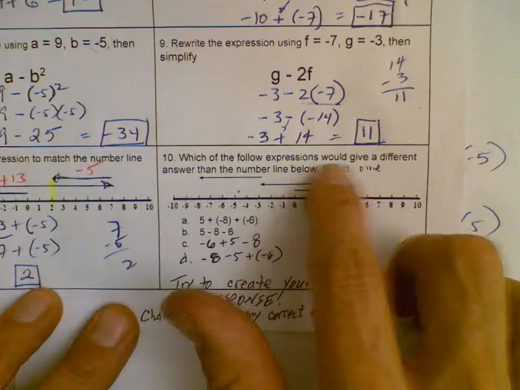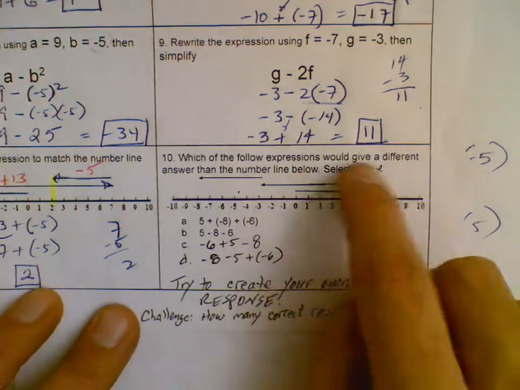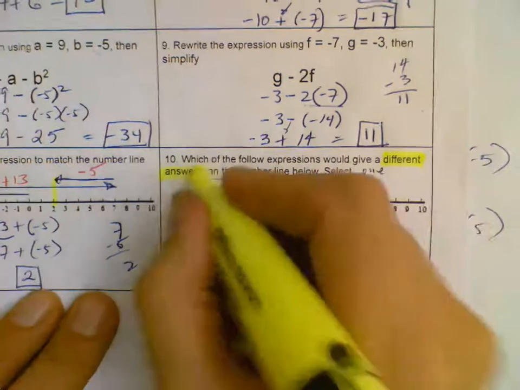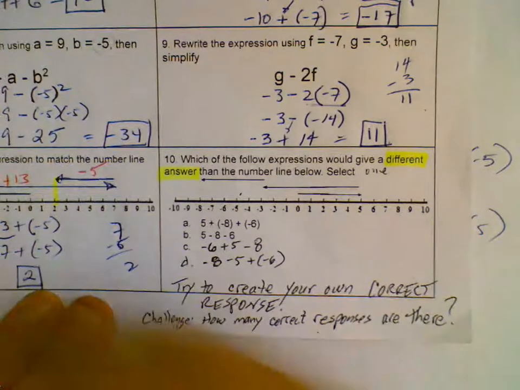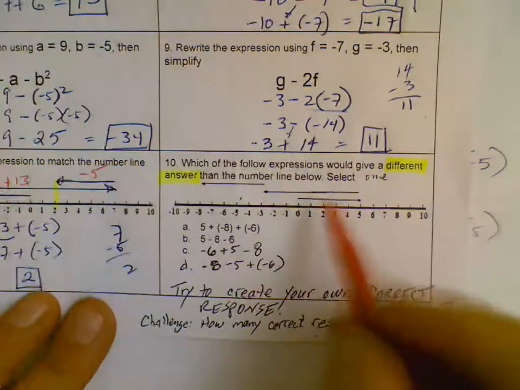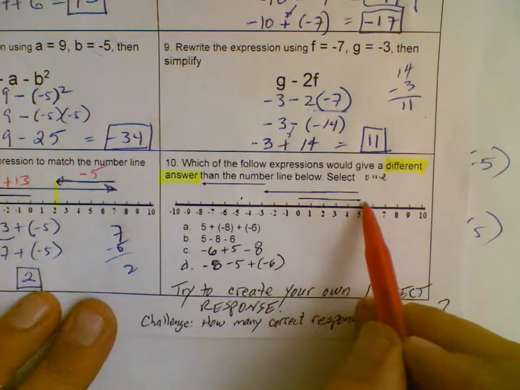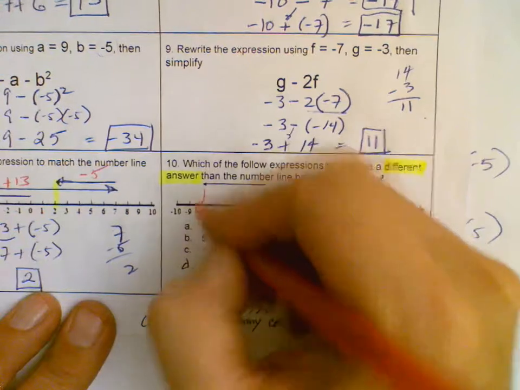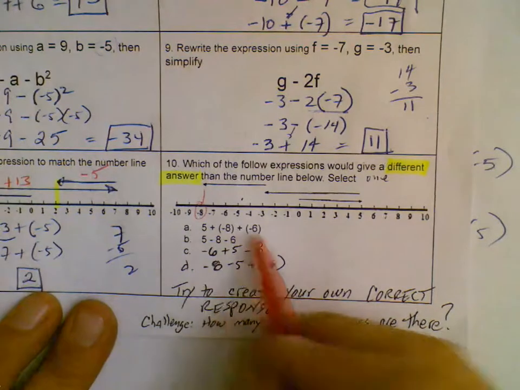Which of the following expressions would give a different answer? Ooh, look at that. Let's read it correctly. Which would give a different answer than the number line below? Well, I can see right now that it starts at 0. It goes over to 5, to negative 3. The answer to this question right here is negative 8. The question is, do these match up?